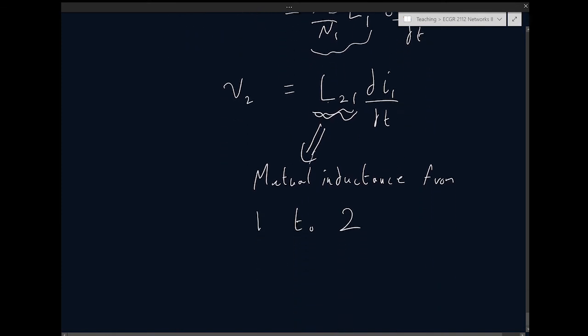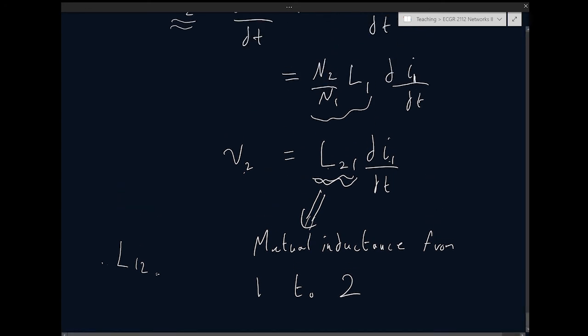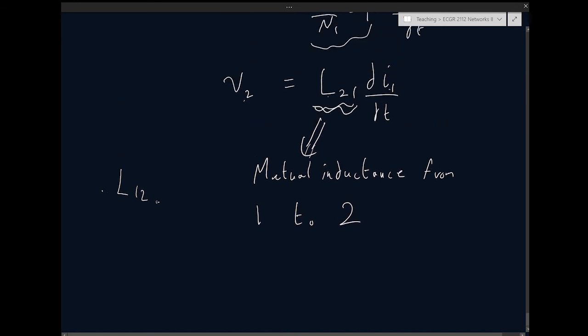So L21 is the mutual inductance. It relates a current in one circuit to a voltage in another circuit. We could also imagine L12, where we relate the current in circuit 2 to the voltage in circuit 1. We will derive all of this in general next time, but this is the introduction to the concept of mutual inductance.